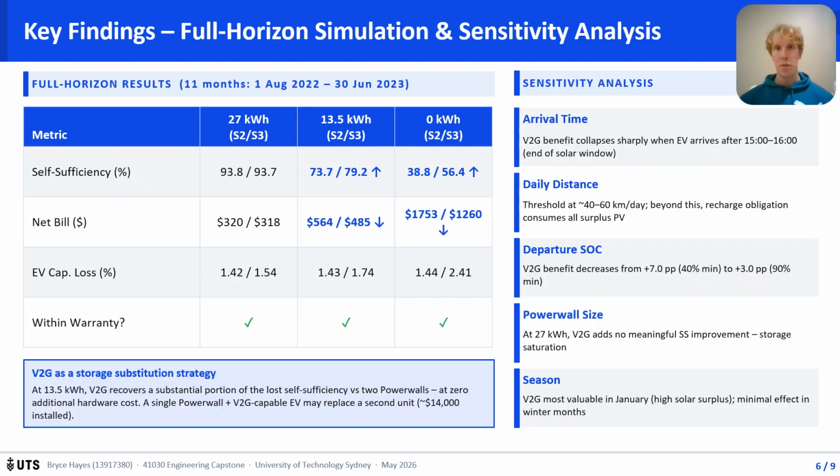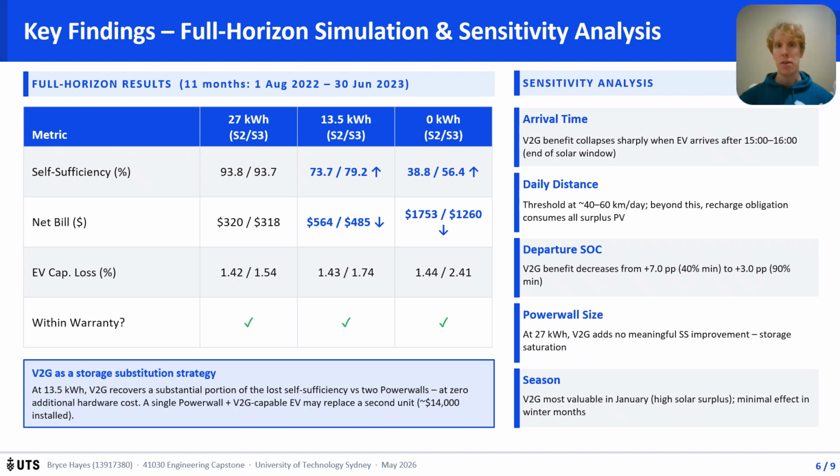Looking at the results of the full horizon simulation, we see that there are varying degrees of performance gains from V2G depending on the application. So with 2 Powerwall home batteries, the 27 kilowatt hour scenario, the storage is actually sufficient such that adding V2G functionality adds no benefit in terms of the self-sufficiency and the net electricity bill.